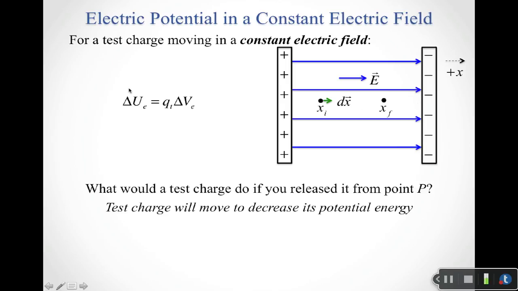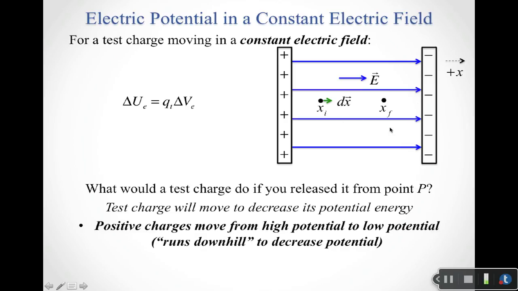Well, decreasing its potential energy means the left-hand side over here is negative. A positive test charge means that my charge term here is positive. So if I'm going to have a negative over here, I've got to have a negative over here. If that term's positive, then I have to decrease the potential. So I decrease the potential by moving with the electric field. And so sure enough, this tells me that positive charges are going to move from high to low potential. Positive charges will run downhill to decrease their potential, in order to decrease their potential energy.